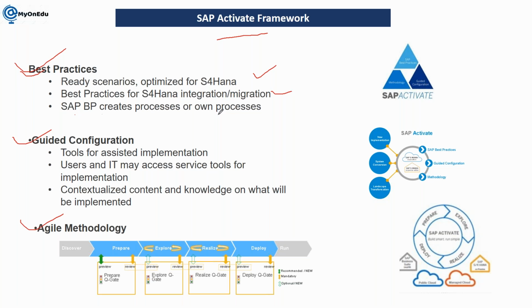SAP BP creates processes or your own processes. Guided configuration is a tool for assisted implementation. So we have some specific systems which give access to all this data. Users and IT may access service tools for the implementation, contextualized content and knowledge on what will be implemented. So all these are available in guided configuration.